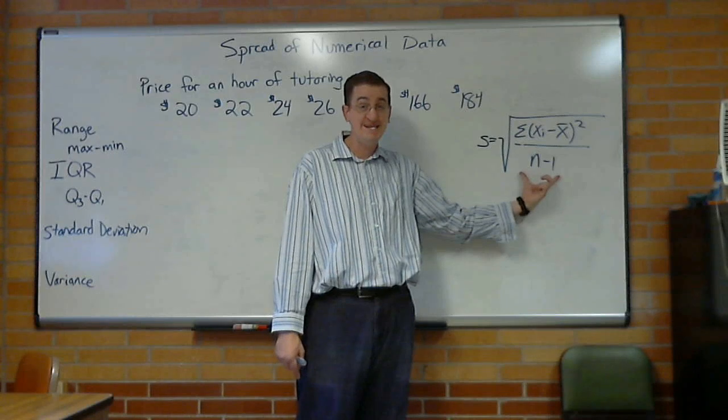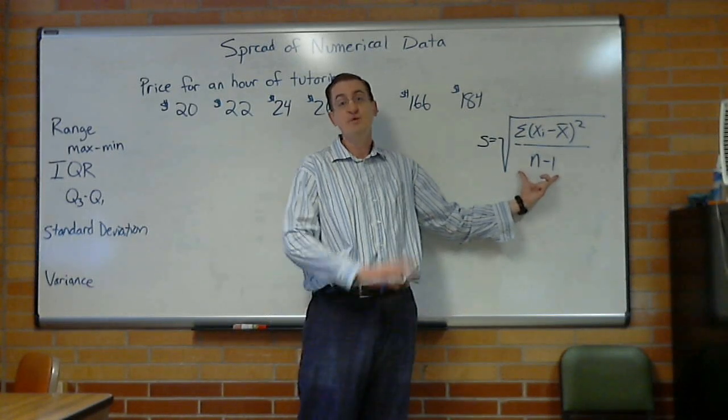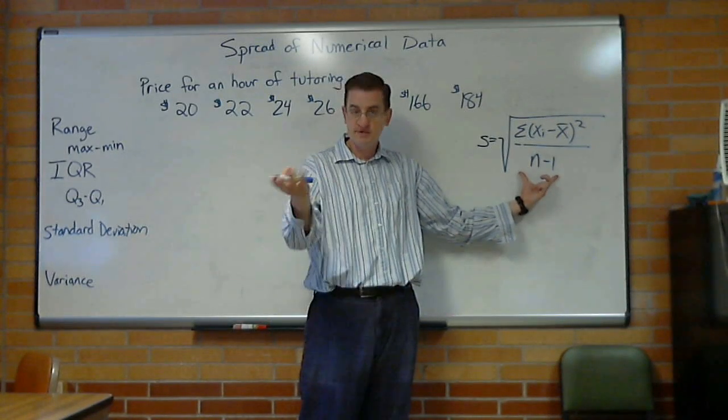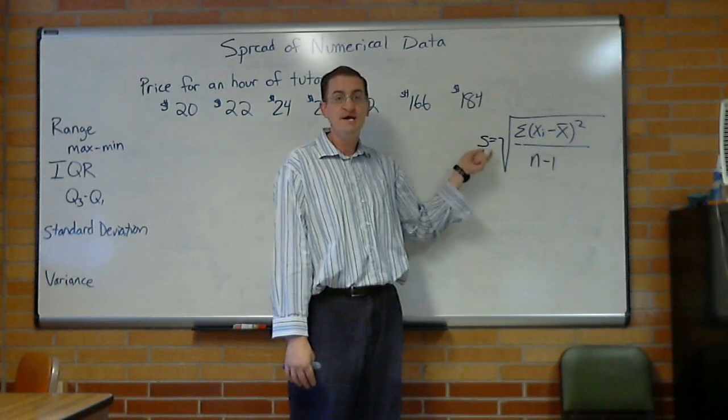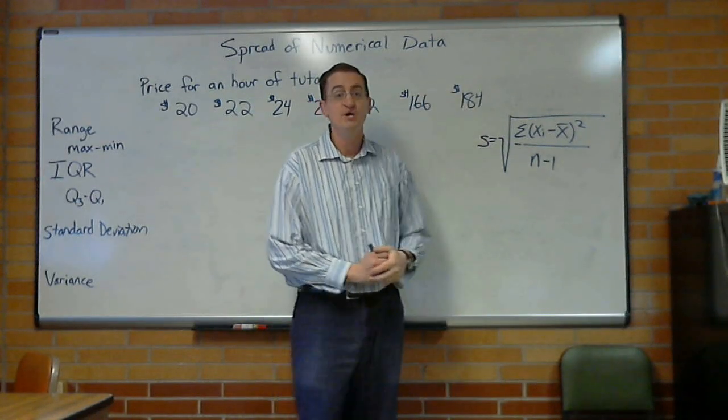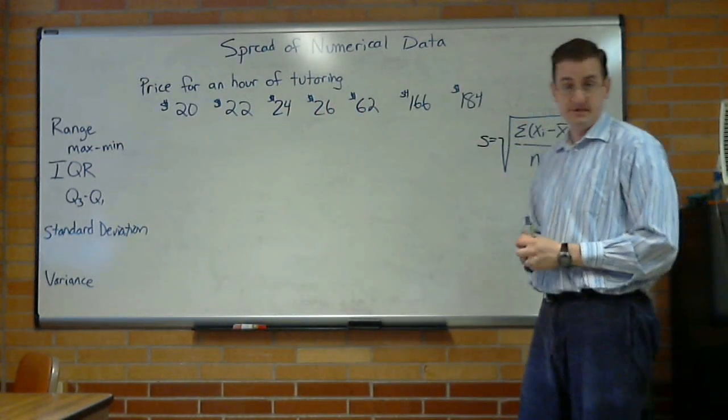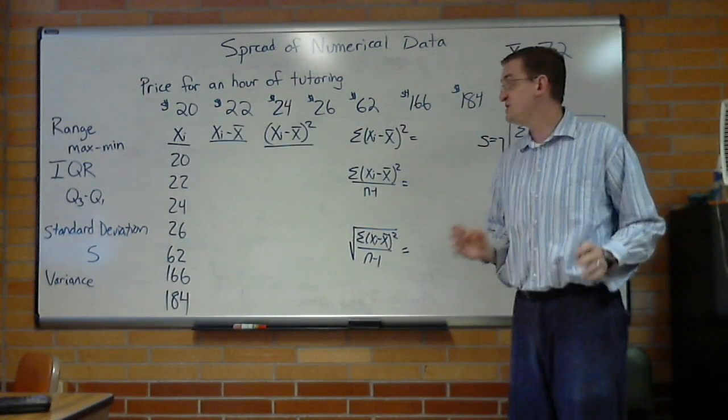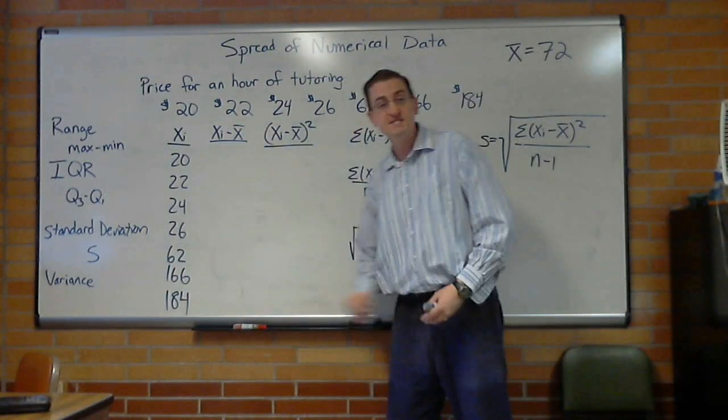This n minus 1 has a name. His name is degrees of freedom. We won't need to worry about that for a long time, but in a couple of weeks that actually will matter. And then in the end, you do a square root of that answer. So let's walk through this slowly. I'm going to start with each of my xi's. I've got 7 of them.